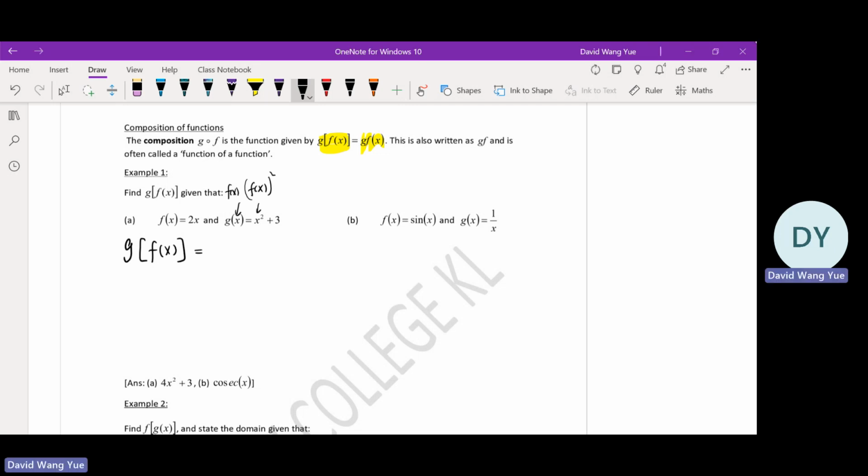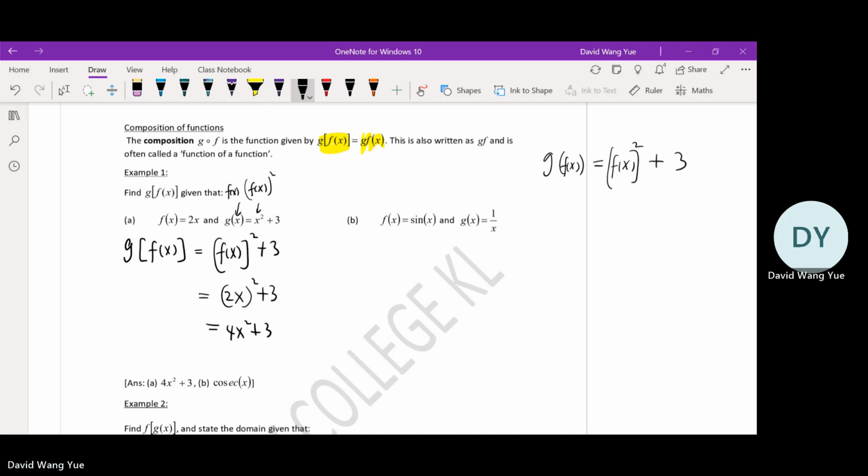So that means it used to be x squared plus 3, now it becomes f(x) squared plus 3. Previously inside the bracket is x, but now we erase the x and put in the f(x). After that, we substitute f(x) in and simplify if possible.